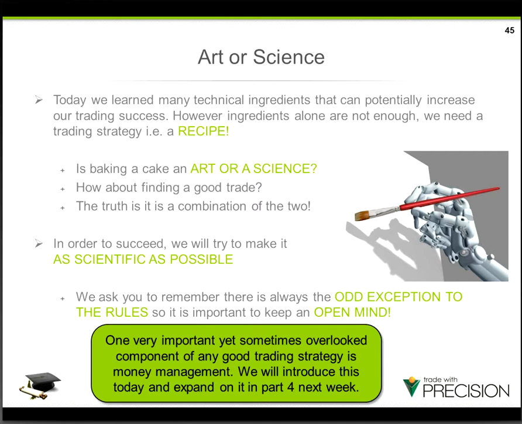And how about finding good trades? Is that an art or a science? Well, it's kind of a little bit of both, right? It's a combination of the two that really makes it work together. So in order to succeed, we'll try to make it as scientific as possible, so that we can repeat it over and over again in the markets with more predictable results. Now, just like with anything else that you do in life, there's always the odd exception to the rule, right? So just keep an open mind as we move through these concepts.